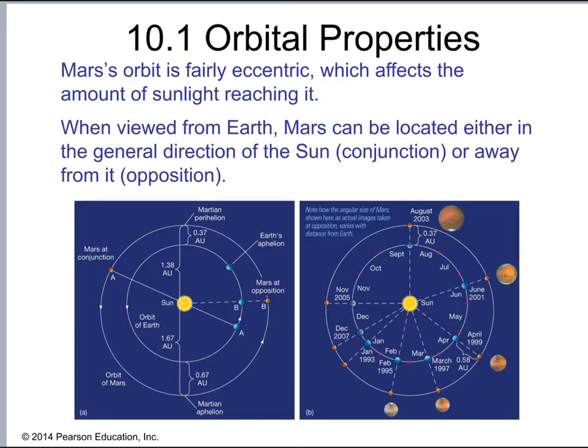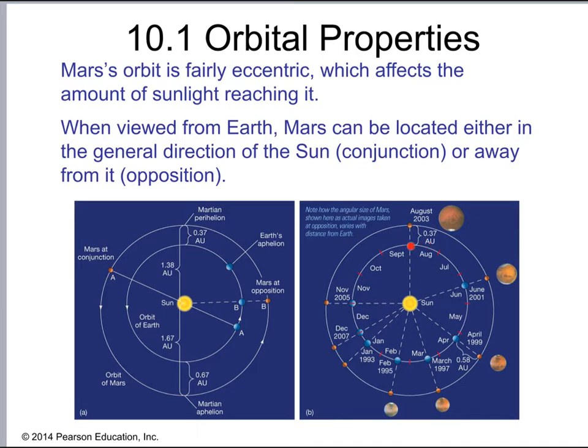Because its orbit is not perfectly circular, it's not always the same distance from the sun. And this next slide is showing that because of the eccentricity of Mars's orbit, sometimes it's much further away from the Earth and sometimes it gets much closer to the Earth. And so we can see here at this location that the distance between the Earth and Mars is about 0.37 AU. Remember, AU stands for astronomical unit. That's the average distance from the Earth to the Sun.